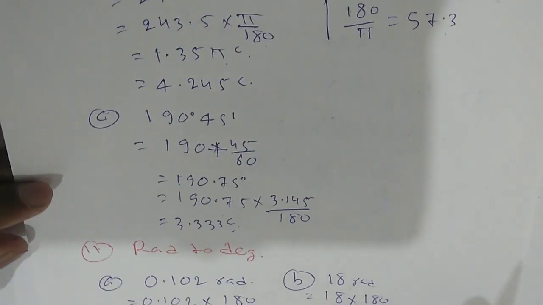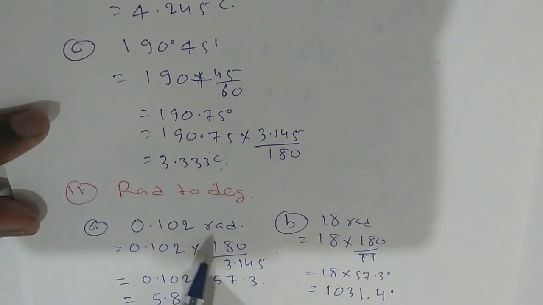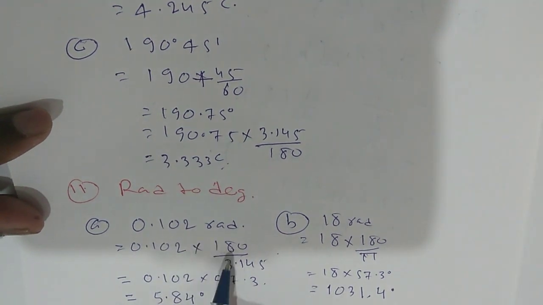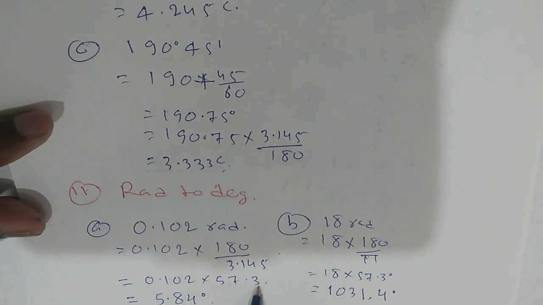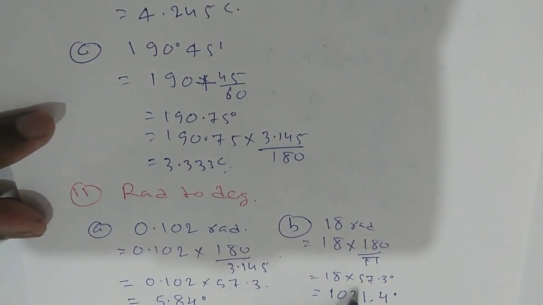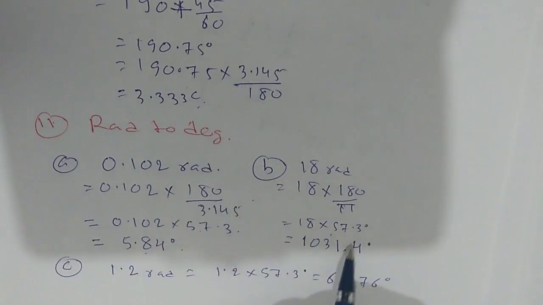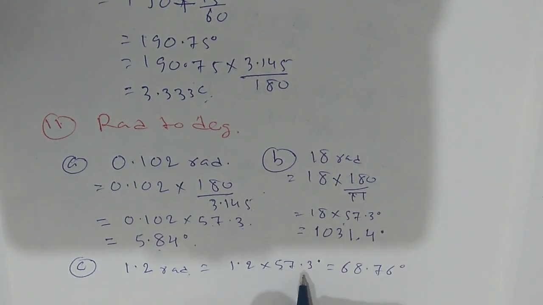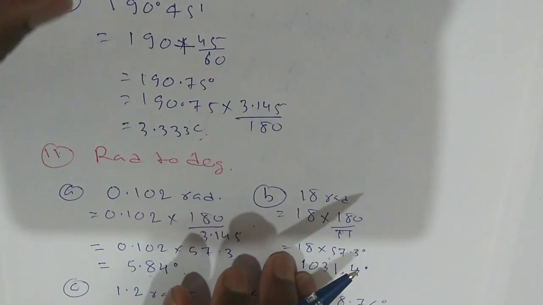Radian to degree. 0.102 radian, multiplying by 180 upon 3.145. Solving this one, right here 57.3, we directly get the answer. Same case, multiplying here and got the answer. The last one is 1.2 radian, multiplying by 57.3, we got 68.76 degree. So this one is basic.